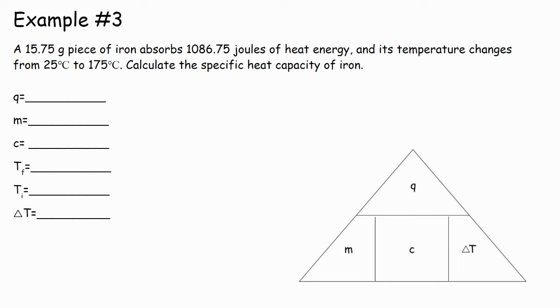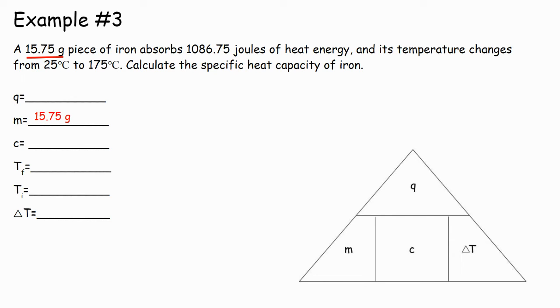A 15.75 gram piece of iron absorbs 1086.75 joules of heat energy, and its temperature changes from 25 degrees Celsius to 175 degrees Celsius. Calculate specific heat capacity of iron. So this one's a little bit different. Still do the same steps. Pick out what you're given, what you're asked for.